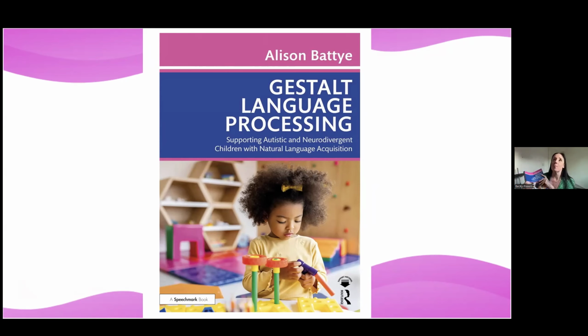But there are lots of books that claim to talk a lot about Gestalt language processing, but I trust this one. So please do, if you're going to get anything, get this one.